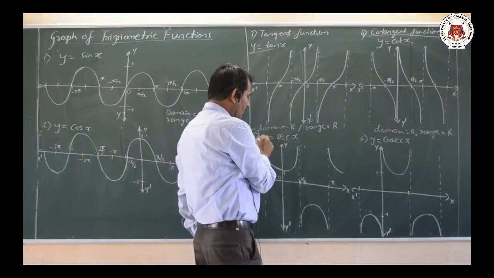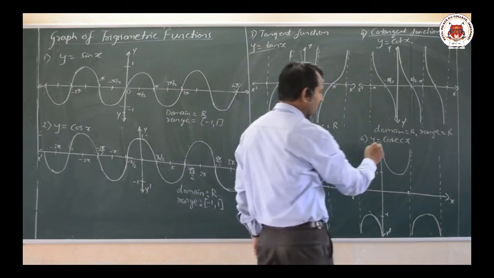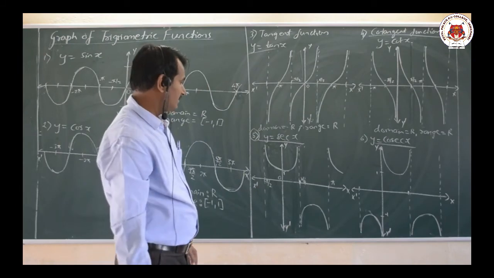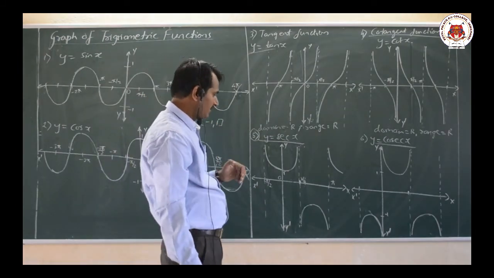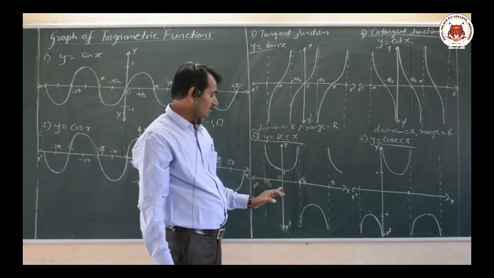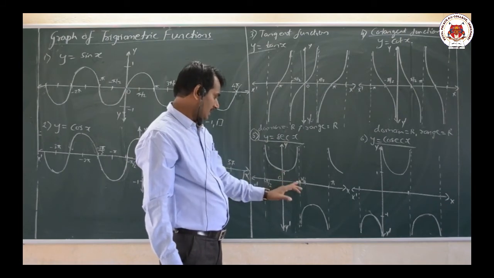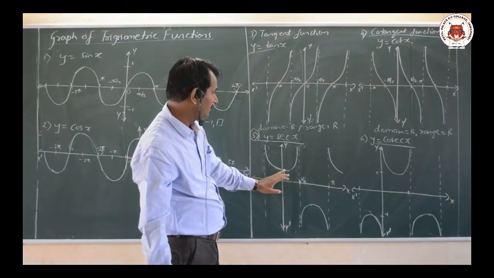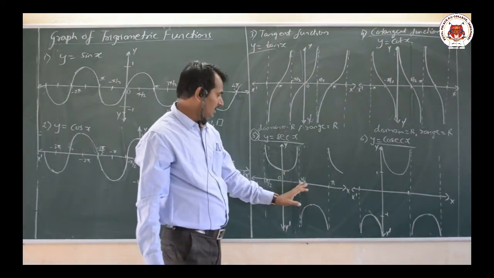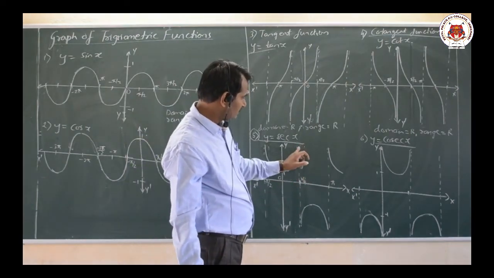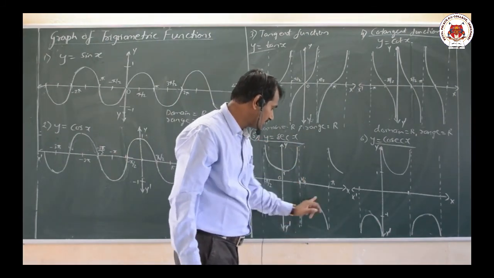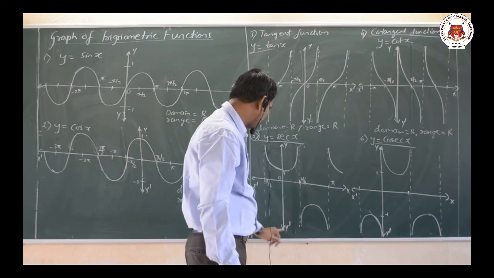Now let us move on with our secant x and the cosecant x. Now here secant x, it is very simple. We can observe that secant 0 value is 1. And what about secant pi by 2? Cos pi by 2 value will be 0, and here 1 by 0, that is nothing but infinity. So therefore the graph will be of this particular shape here.